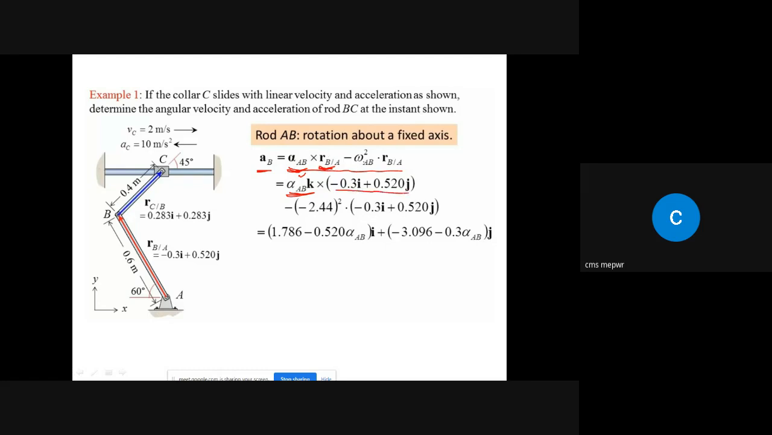Okay, and we already know the value of omega AB. So the omega AB value has been directly put over here, and we already know the position vector RB by A, which we identified over here. Put it over here. Okay, so when you solve it, you will get aB is equal to this plus this.